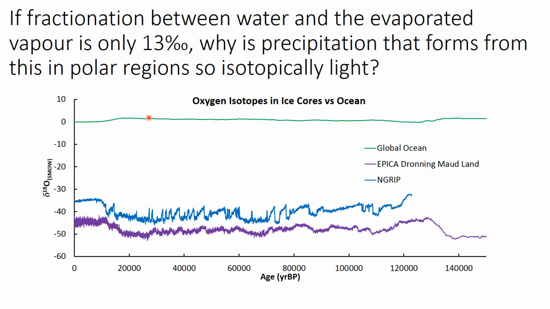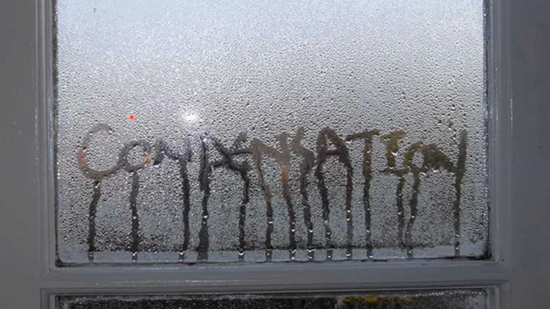Okay. Now, if that was all that was happening, if we evaporated the ocean and formed some water vapor from that, we might expect that to be of a composition approximately 10 per mil lighter. And if we then precipitated all of that out, then that's what we would expect to get. But we can see here that the actual precipitation is in fact much lighter than that initial fractionation between water and water vapor. So you've got to explain why that might be.